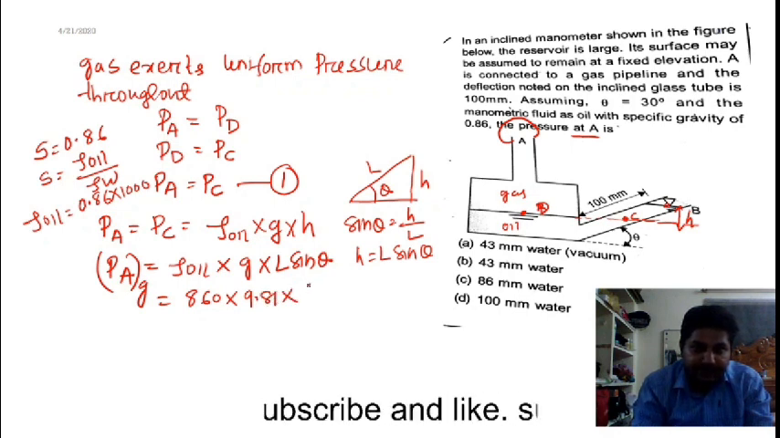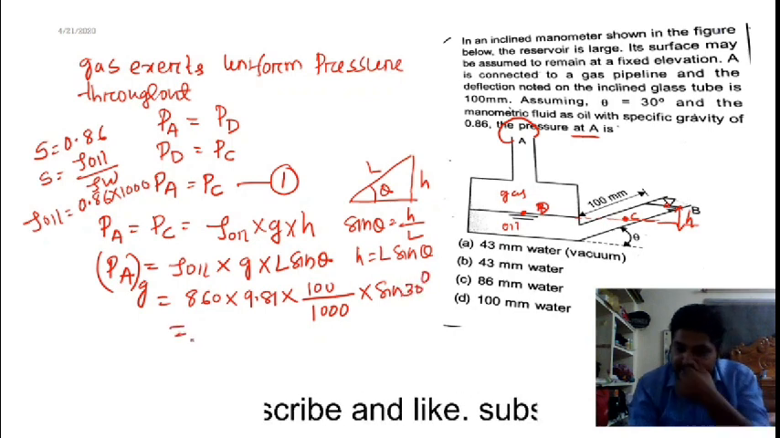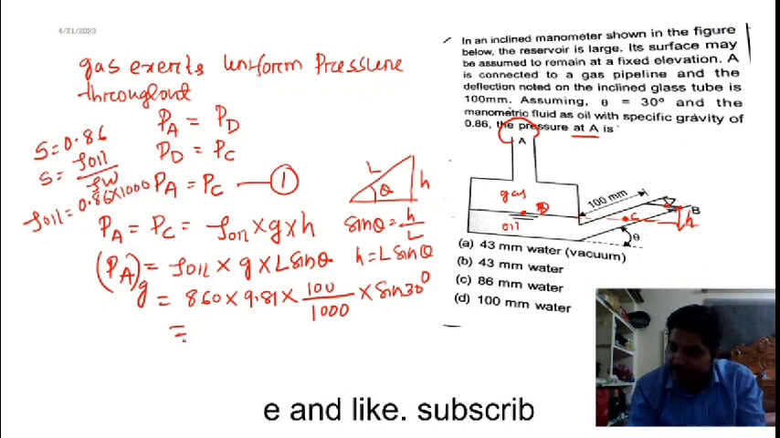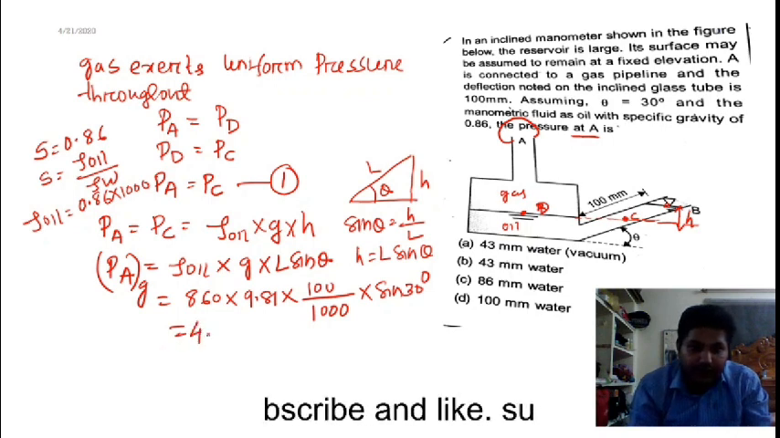Okay, 100 mm I can convert into meter, into sine theta, which is sine 30 degree. So if you do this, this is coming out to be how much? 421.83 Pascal. It is coming out to this.